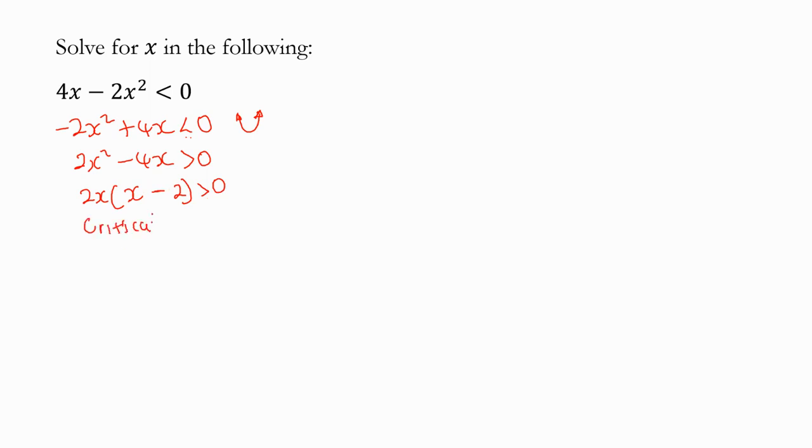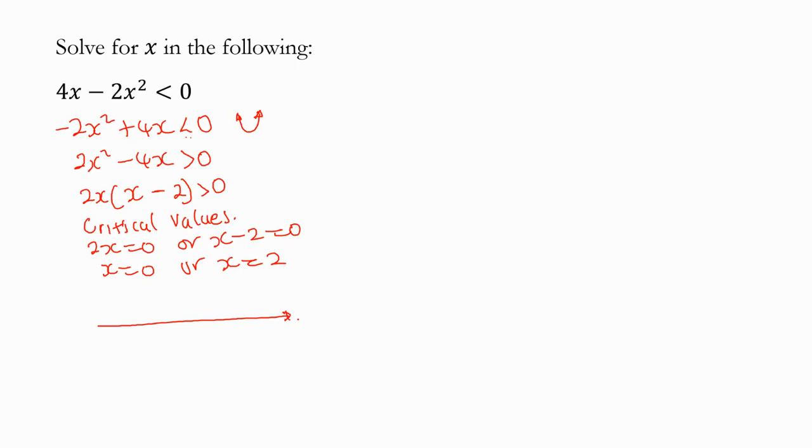And then we get our critical values. So it means it's either 2x is equal to 0 or x minus 2 is equal to 0, meaning that x is equal to 0 or x is equal to 2. So these are the critical values. Let's draw our x-axis here. We want to get our solutions now. And then our parabola is concave up. Then the critical values, we have 0 and 2.